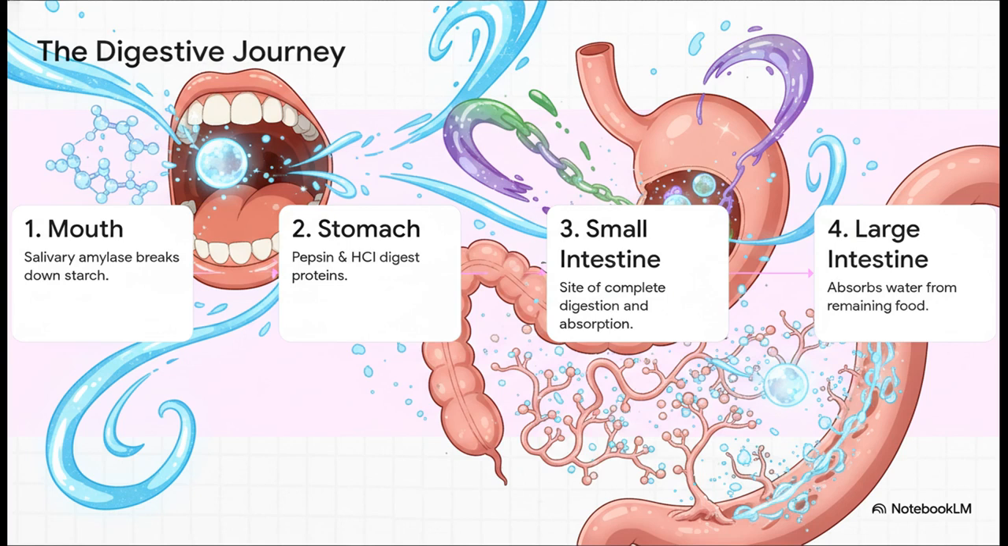It starts in the mouth, where enzymes kick off the process. Then it hits the stomach, which is basically an acid pit with more enzymes breaking down proteins. The real action, though, happens in the small intestine, where everything gets fully digested. Finally, the large intestine just absorbs the leftover water. Knowing that sequence is key.